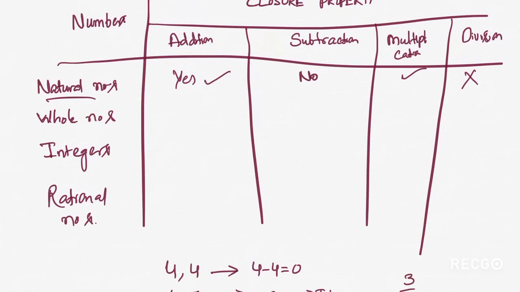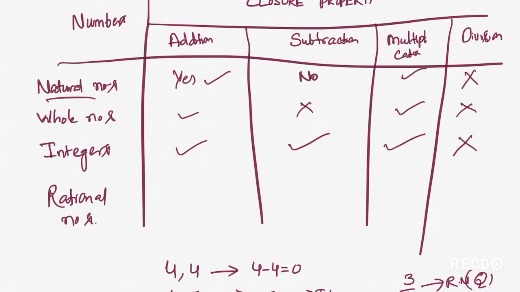Why? 3 by 4 is not a natural number, it is a rational number, denoted by Q. Whole numbers: addition, yes. Subtraction, no. Multiplication, yes. Division, no. Integers: addition, yes. Subtraction, yes. Multiplication, yes. Division, no. Rational numbers: addition, yes. Subtraction, yes. Multiplication, yes. Division, yes.